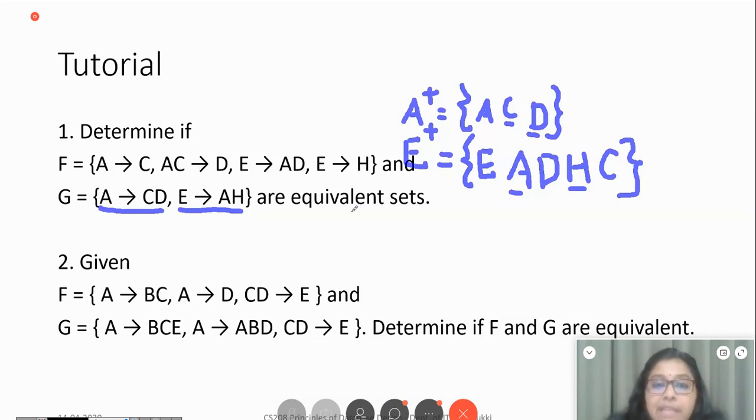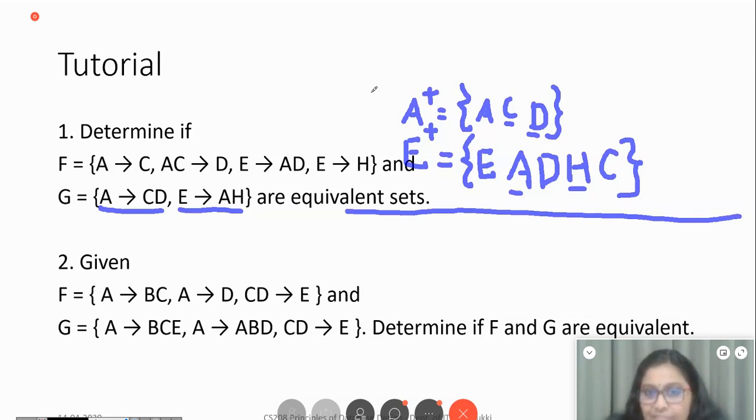Okay. Now we'll see the second case. So this proves that F covers G. Now we'll see G covers F. Okay. So for that, I find the attribute closure of all the attributes that come on the left hand side of my FDs in the set F, isn't it? So which are all the attributes? A plus is the first attribute. AC plus is the second attribute. E plus is the third attribute.